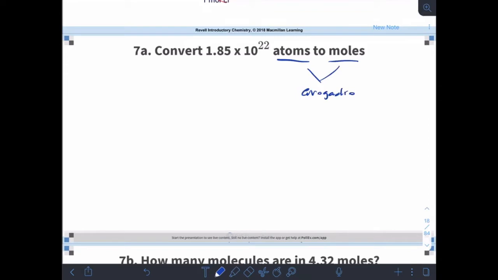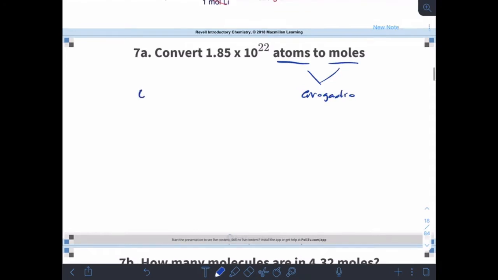Right, so that conversion is 6.02 times 10 to the 23rd atoms is a mole of atoms. Okay, just like, and I've said this before, just like a dozen donuts is 12 donuts. This is a mole of atoms is 6.02 times 10 to the 23rd atoms.